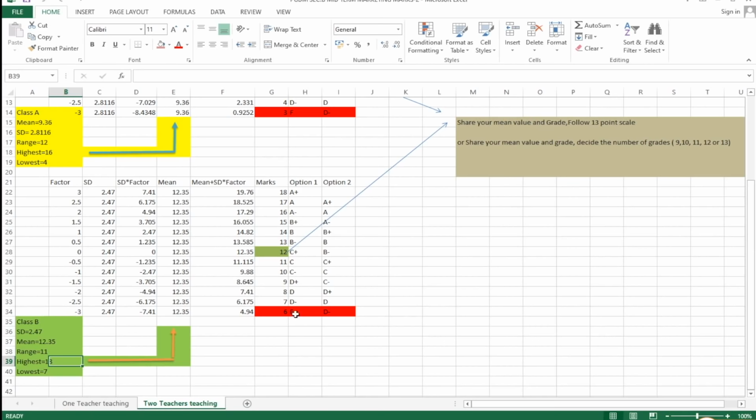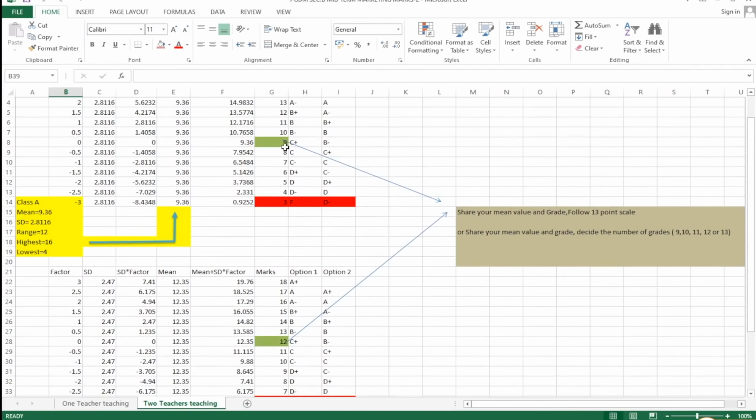Now, when we sit together and I ask the teachers to bring their marks to me, I ask them at what marks did you give the center grade? Right, so C plus was given at what marks, and accordingly what type of spread has been created. Similarly, in this class, C plus has been given at 12, right? So what we need to do is share the mean values, and ask the teacher to put C plus at those mean values, right?